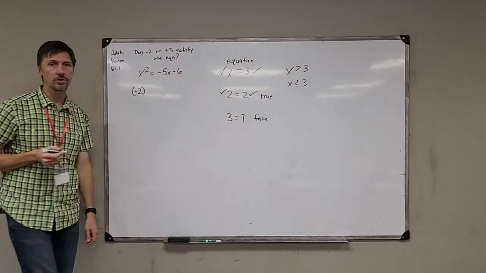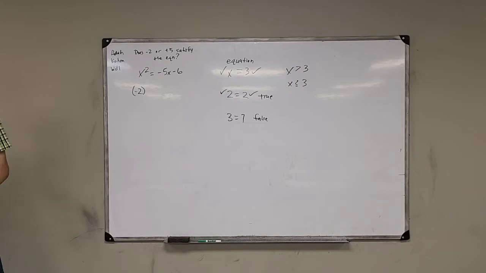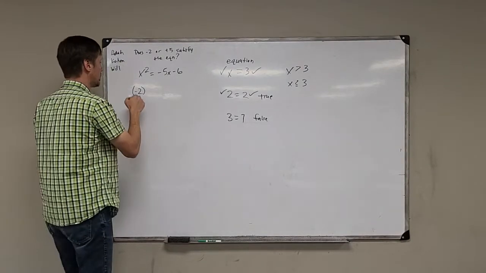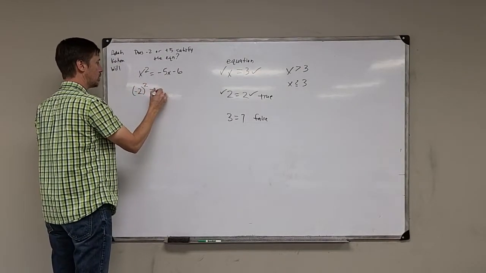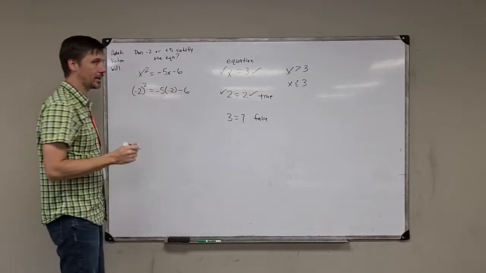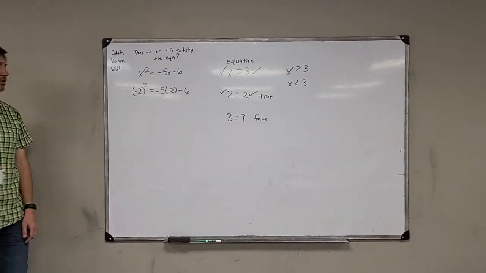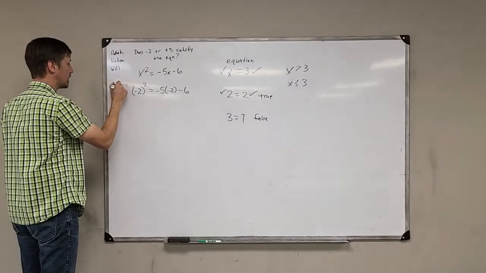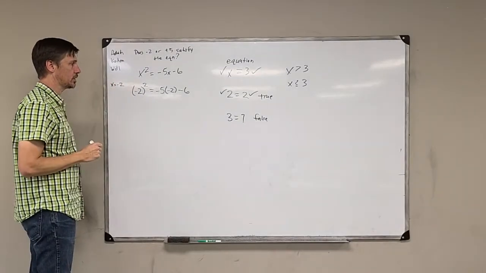I always like to use parentheses when I plug it in initially so that I don't get my signs mixed up. So (-2) squared equals -5 times, wherever there's an x, I'm going to plug in a -2. Okay, so this is our first one. We're saying x equals -2. Let's see what we get when we do x equals -2.